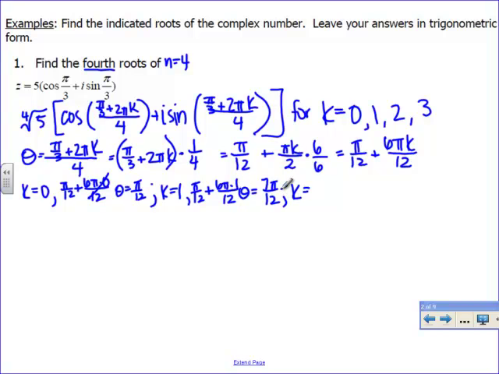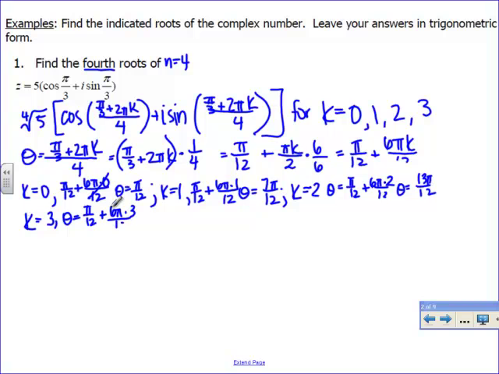Keep going. If k is 2, this time I'm doing pi over 12 plus 6 pi times 2 over 12, which is going to get me a theta. When I multiply by 2, I get 12. Add the 1 we already had. That's going to give me 13 pi over 12. And repeat for the last one. K is 3. Then my theta is going to be pi over 12 plus 6 pi times 3 over 12. So 18 plus the 1 we already had is going to give me 19 pi over 12. So I come up with my 4 angles.